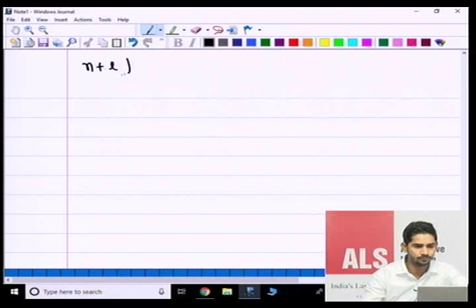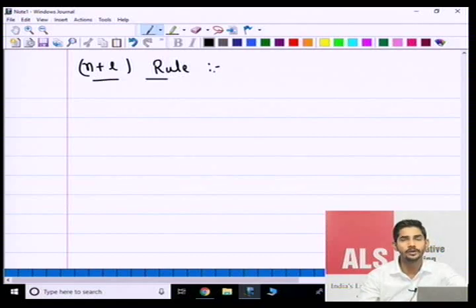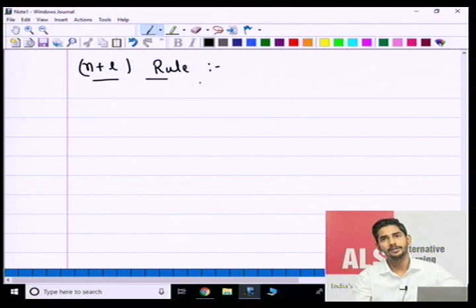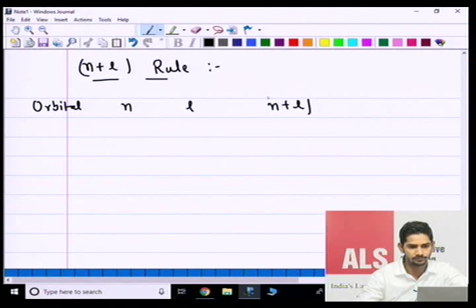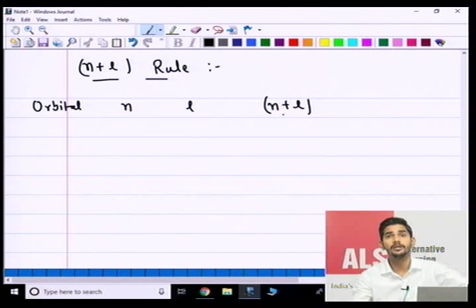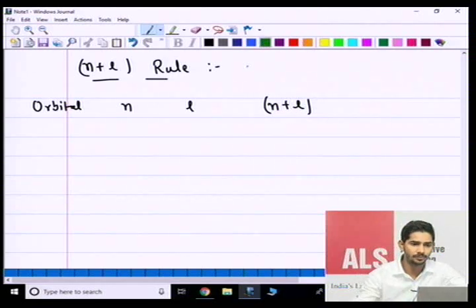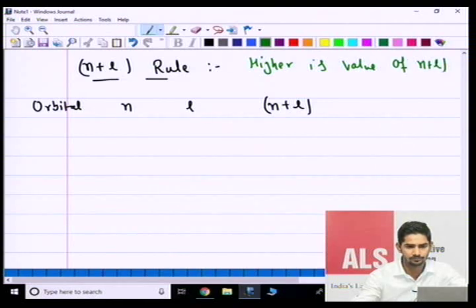N plus L rule. Guys, you have to just look at your screen. Please do not copy this. First of all, understand this one, and after that I'll give you time to copy this. Orbital, N, L, N plus L. You have to remember one thing, that the higher the value of N plus L, the higher will be the energy. Remember this one.